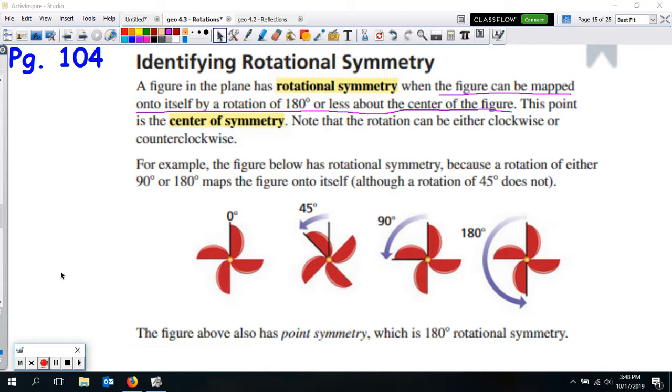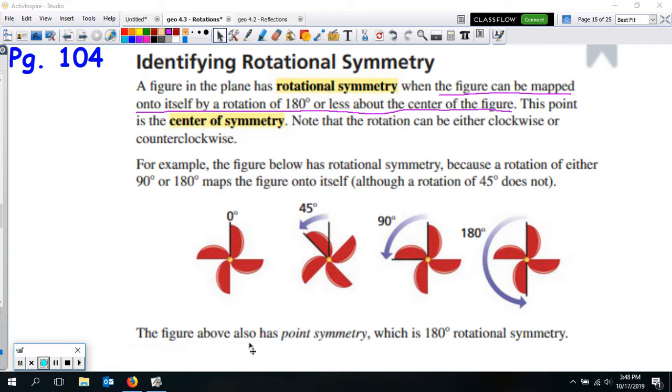But the difference there between the rotational and the reflection symmetry is, with reflection, you're flipping it over a line. It's mapping onto itself over a line of reflection like a mirror line, and then rotational symmetry is spinning it, turning it around a center of symmetry. That would be that center point in the figure, as we can see here on this little pinwheel. And so I know she goes on to 360, but we don't usually do that here. We're going to just stay at 180.